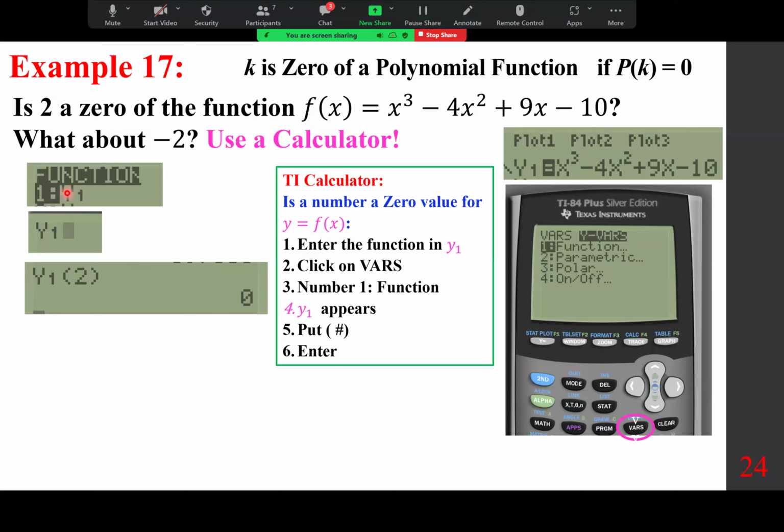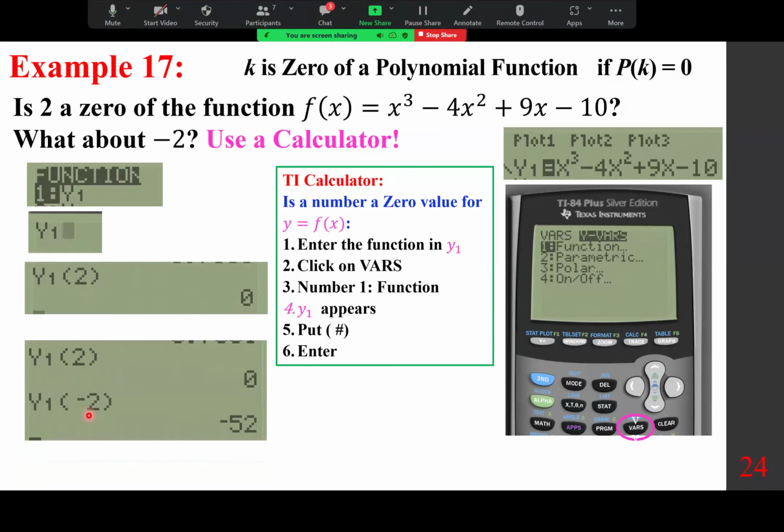So you press enter, y1 of 2, and it evaluates to 0. So is 2 a zero of the function? Yes. Now, what about negative 2? We are going to do the same again: vars, variables, enter, and then now we put in negative 2, and it calculates for us negative 52. So 2 is a zero of the function? Yes. Negative 2 is a zero of the function? No. And that's done.